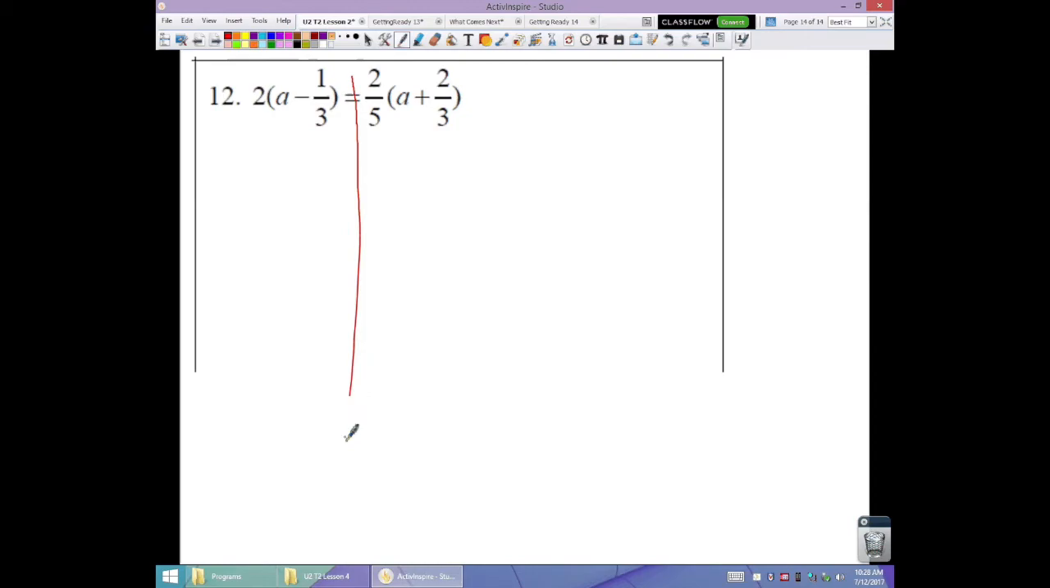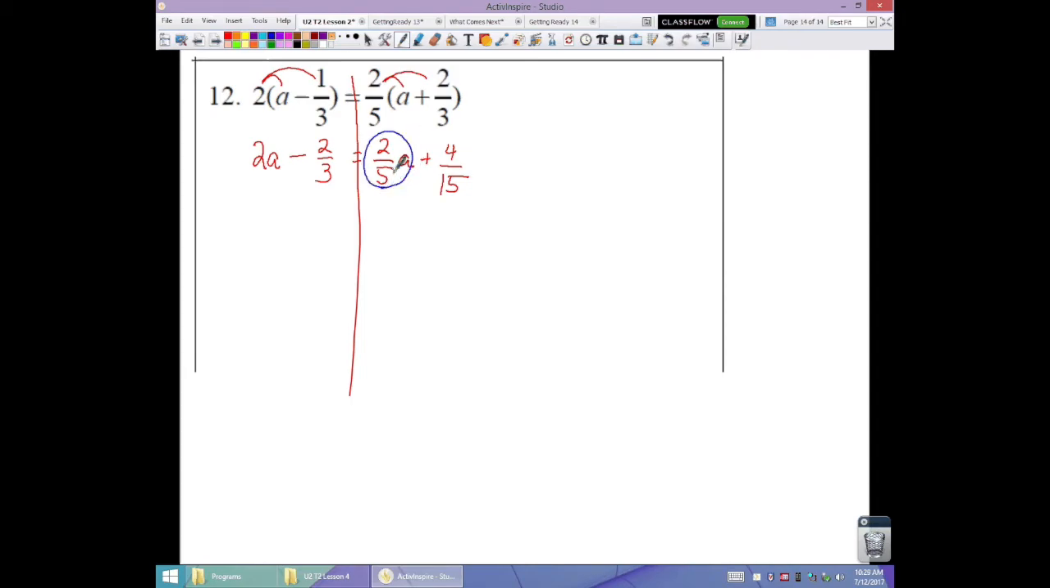And lastly, number 12, do not skip number 12 because it has fractions. Fractions are not frightening. Distribute on both sides, so 2 times a is 2a. 2 times negative 1/3 is negative 2/3. 2/5 times a is 2/5 a. 2/5 times 2/3 is 4/15. We have variables on both sides. I need to cancel one of them. I choose the smaller one, so I'm going to cancel the 2/5 a.